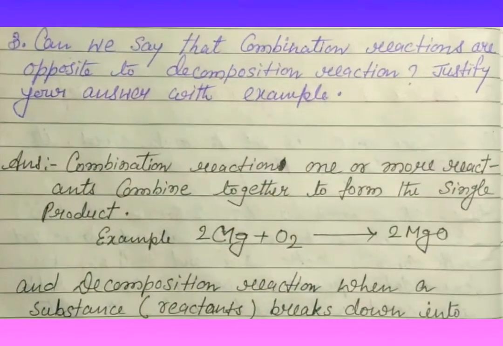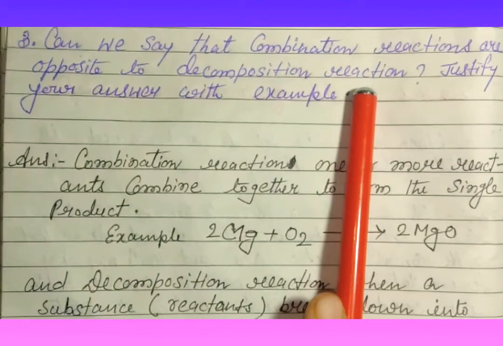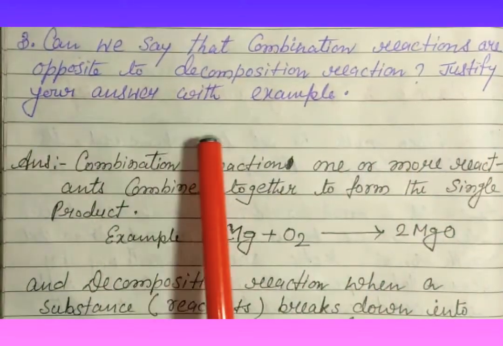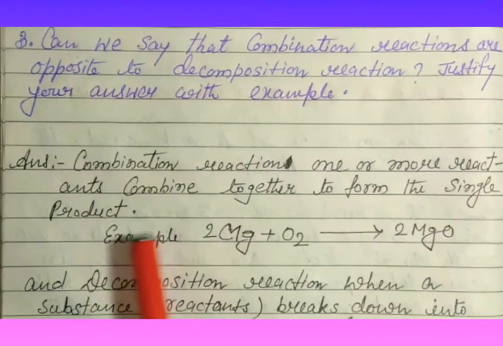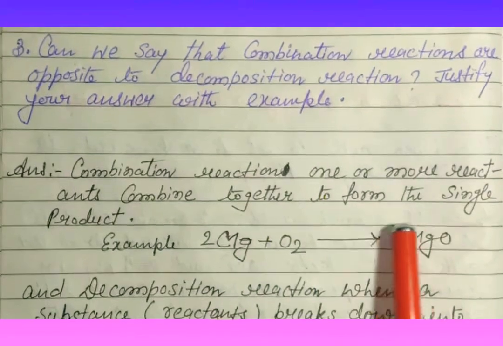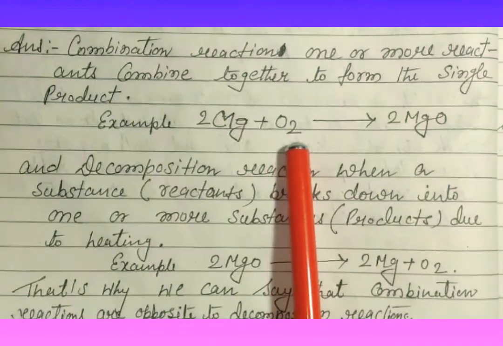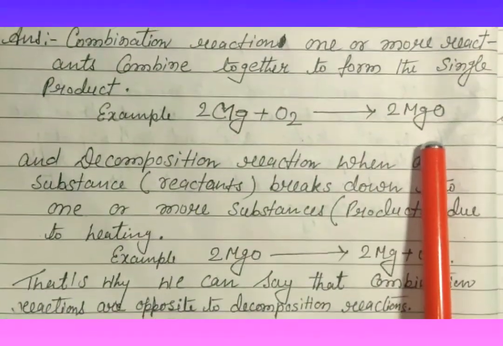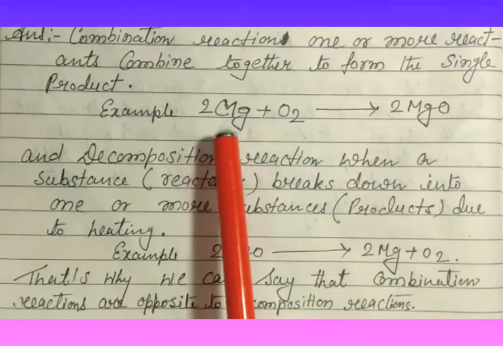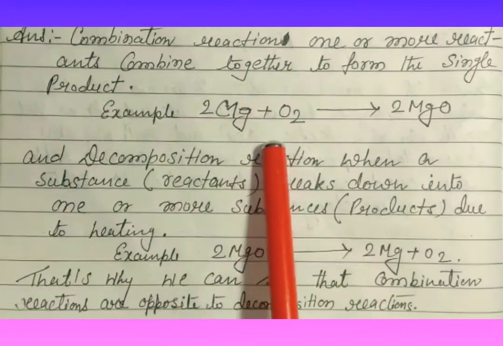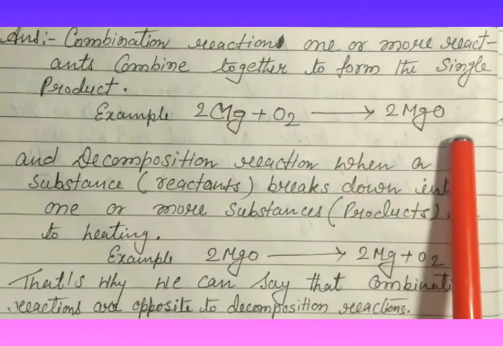Question number 3, can we say that combination reaction are opposite to decomposition reaction? Justify your answer with example. Combination reaction, one or more reactants combine together to form the single product. Example, magnesium reacts with oxygen, it will form magnesium oxide. So magnesium and oxygen, these both are the reactants, and it will form magnesium oxide, a new substance.